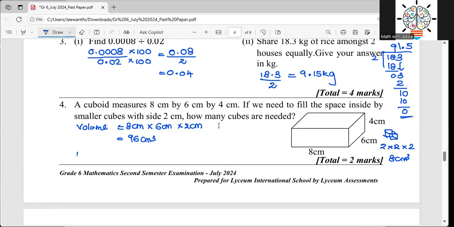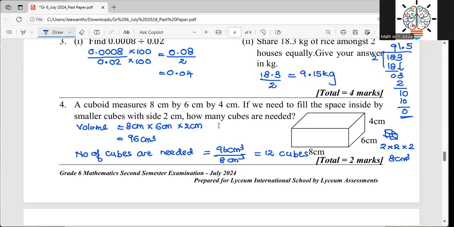So then the number of cubes we need. How do you find? You divide the volume of the cuboid, 96 cubic centimeter, by 8 cubic centimeter, right? So then when you divide 96 by 8, we know we need to have 12 small cubes to fill the big cuboid, right?